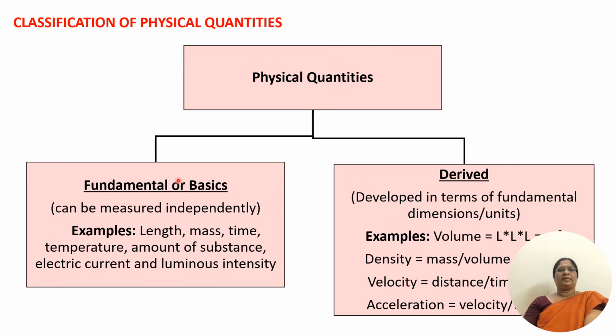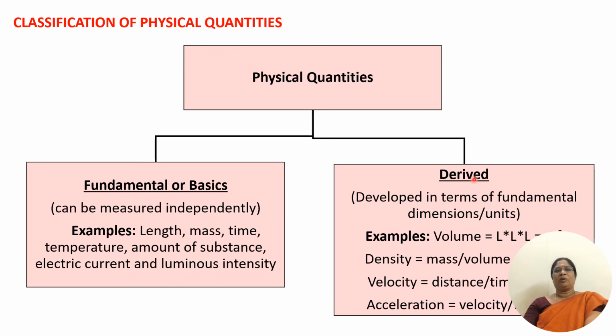Physical quantities are classified into fundamental or basic quantities and derived quantities. The fundamental or basic quantities are the ones which can be measured independently. The seven fundamental quantities are length, mass, time, temperature, amount of substance, electric current and luminous intensity. So the unit will be a single one. For length, it's meter, for mass, kg, like that. Those are called fundamental quantities.